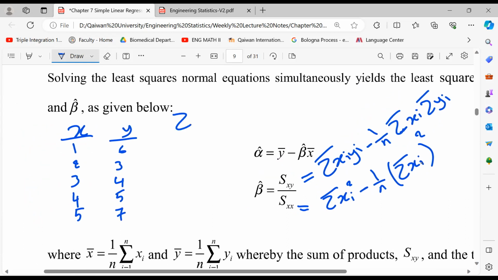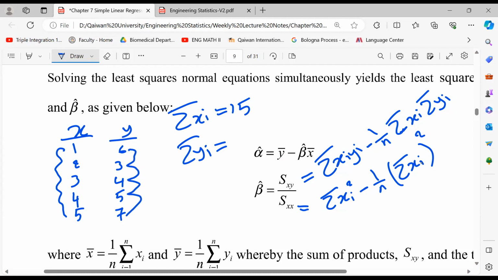For the sum of xi, it is the sum of all elements of x. It's 1 plus 2 plus 3 plus 4 plus 5, which is 15. The sum of yi is the sum of all elements of y, which are 6 plus 3 plus 4 plus 5 plus 7. It's 25.